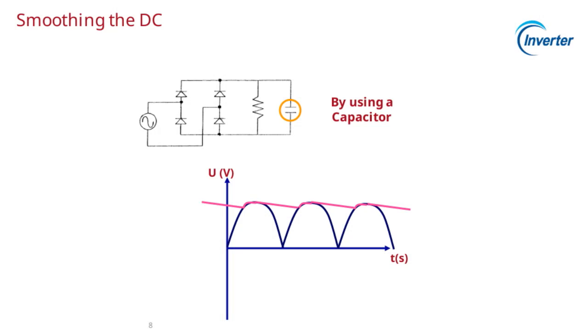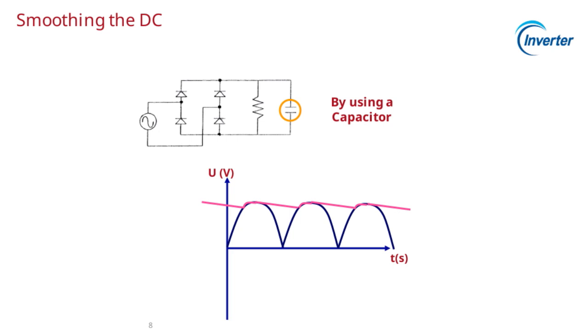Now let's look at how we can use a capacitor to smooth the DC output. As you can see on the slide, the graph shows the voltage across the capacitor, U, over time, T, when the rectifier converts AC to DC. The output isn't perfectly steady. It fluctuates, creating ripples. The key idea here is that by adding a capacitor, we can reduce these ripples and get a more stable voltage.